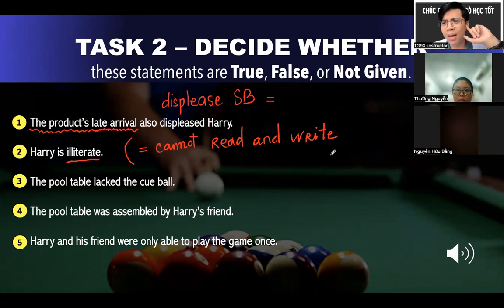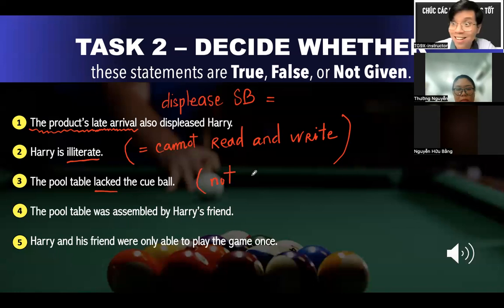So listen and tell me whether Harry is illiterate. Number 3. The pool table lacked the cue ball. Okay, I think it's easy. Lack. What does it mean to lack? Short. Without. Too short or okay? A very simple word, please. Not. Insufficient. Not conclude. Not have. That's it. Yeah, very good. Yeah, that's right. Not have. Not conclude. Shortage. Something like that. Okay. All right. So I think all clear.